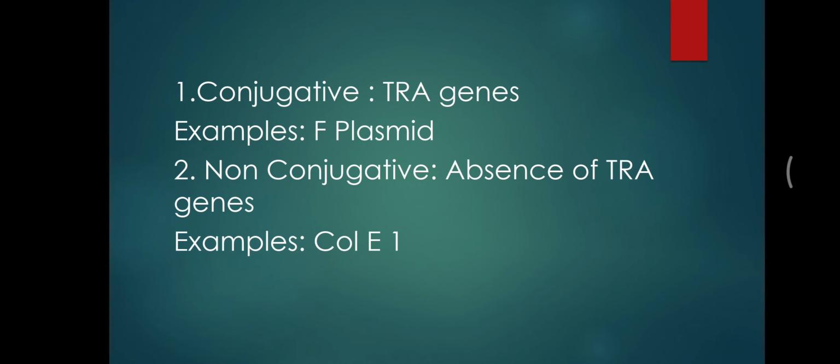And second one is the non-conjugative plasmid. Here it lacks the presence of TRA genes which are responsible for conjugation. That's why it is named as non-conjugative, because it lacks the TRA genes, and it does conjugation with the help of conjugative plasmids, and the example is col E1 plasmid.